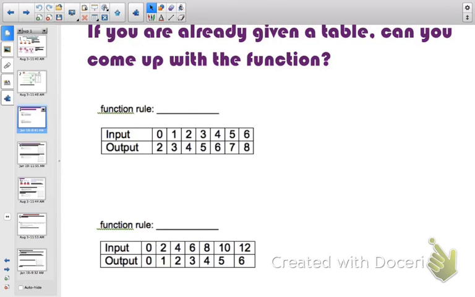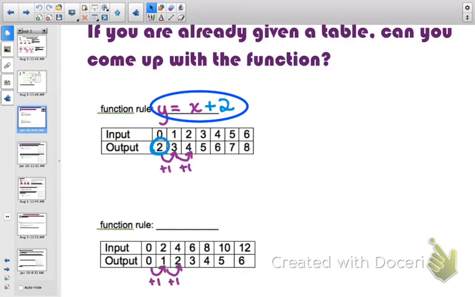So if we are already given a table, we've got to come up with the function rule. So let's look. Our outputs are increasing by 1 every single time. So that means our common difference is 1. And then if we go look for the 0 number, well, when 0 is the input, 2 is our output, so we have plus 2 after that. So there's our answer.